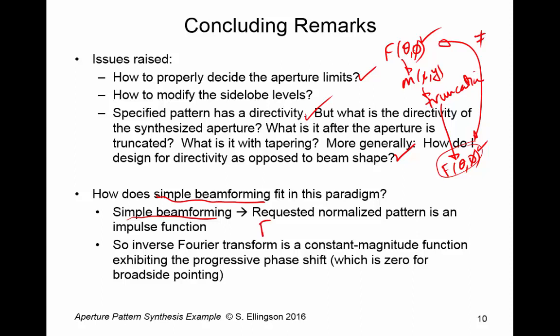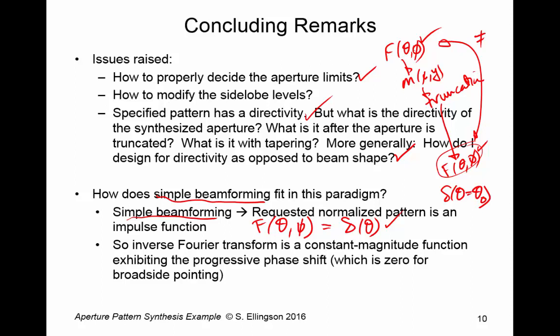In other words, what we are requesting is f theta and phi is some delta function in theta, right? So we get zero everywhere other than theta equals zero, and at theta equals zero, well, we can't define it, but we know that when we integrate over the pattern, we get a value of one. So this is what we're specifying if we want a broadside beam that has maximum directivity. And similarly, we can imagine requesting beams which are directed in some other direction, like theta naught.